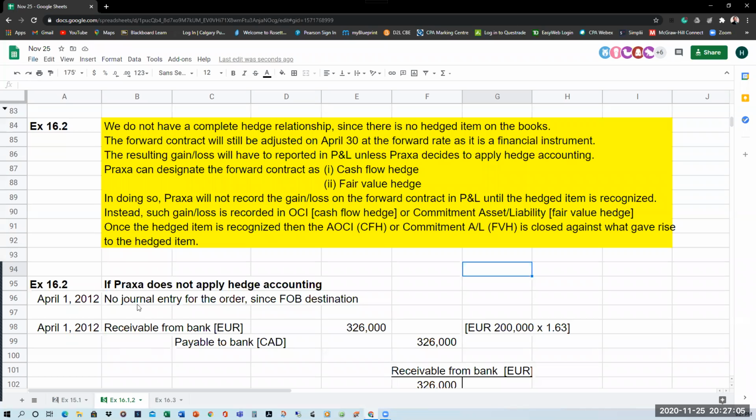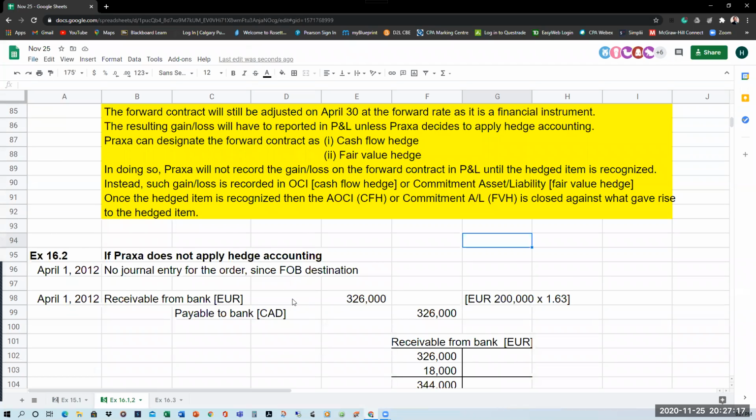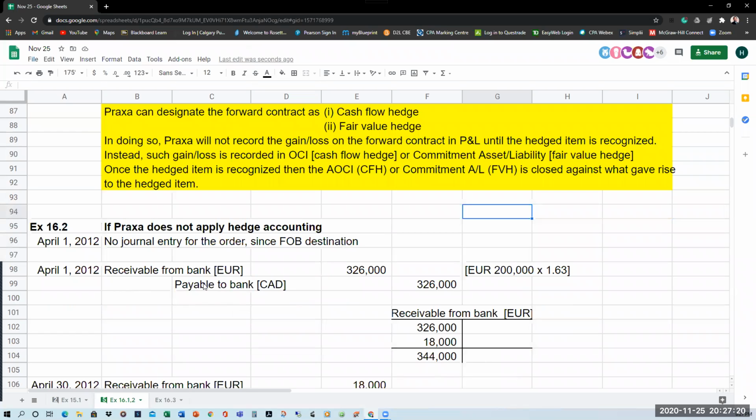So we won't record any journal entry for the order because the order is FOB destination. So you're not going to debit the inventory. You're not going to credit accounts payable in euros. However, you went ahead and signed the forward contract with the bank, so you need to record the forward contract. So you have the forward contract now, and that's recorded using the forward rate.